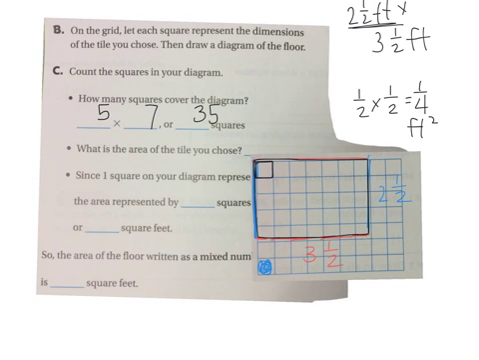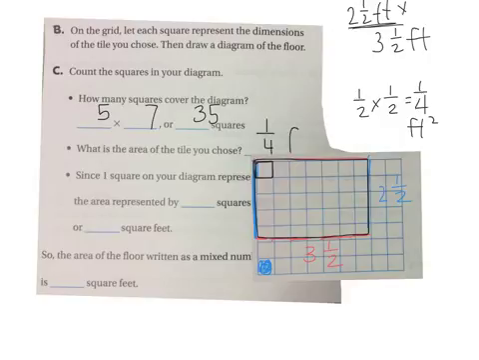Since we know that the area of one small square is how many square feet? Is 1/4 square feet, right? If I have 35 of them, what is the total area? If I have 35 little tiles and the area of each little tile is 1/4 square feet, how can I find out the total area of that rectangle? What do I need to do?